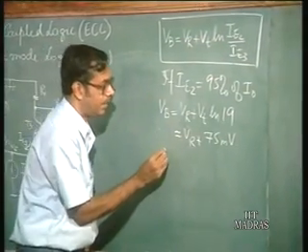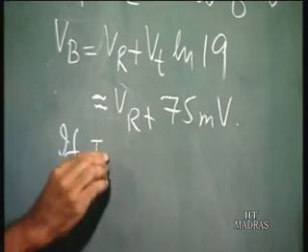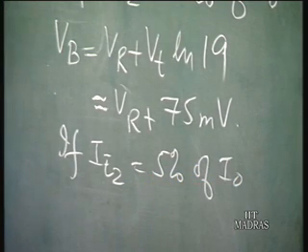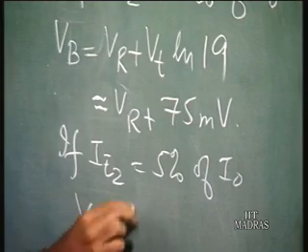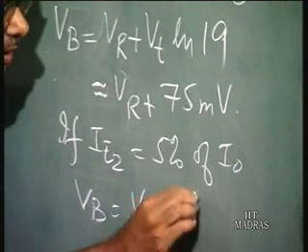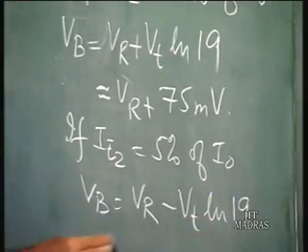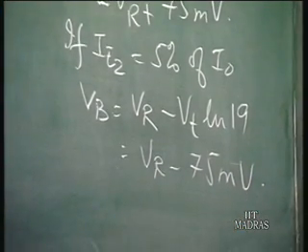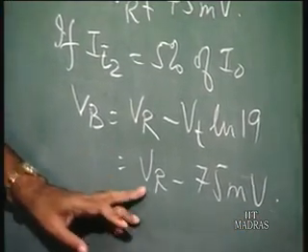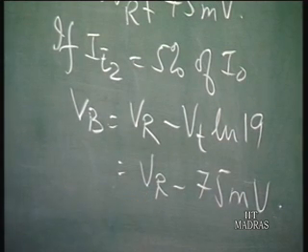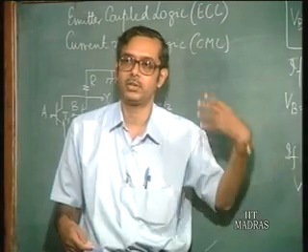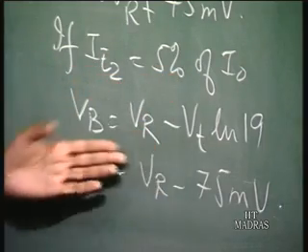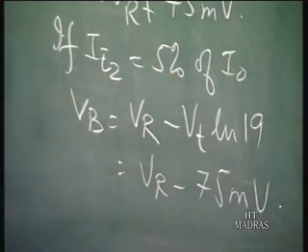Anyway, if IE2 is say 5% of I naught, VB is equal to VR minus VT ln 19, same thing, 5 by 95. So VR minus 75 millivolts. So you see that if VB is less than VR by just 75 millivolts, it's almost carrying no current, the entire current is flowing to the other branch. Whereas if you exceed VR by 75 millivolts, the entire current flows in this branch.